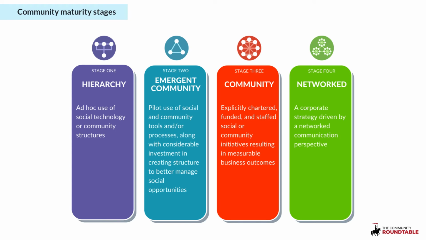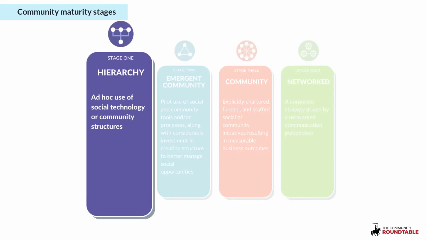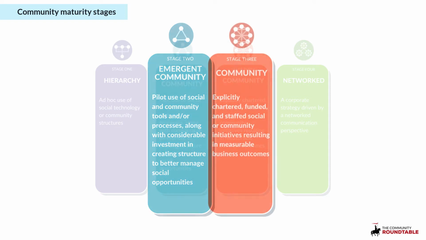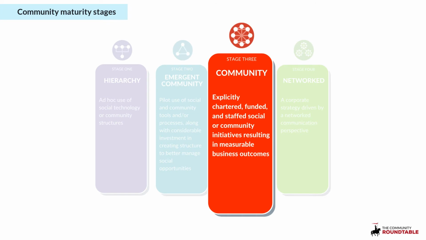The Community Maturity Model has 4 stages that track how communities mature. In Stage 1, organizations generally use social technology or community structures in an ad hoc manner. In Stage 2, organizations focus on creating structures to support their community strategy and dedicating resources to formalizing policies and processes. By the 3rd stage, the community program is well established and generating value.